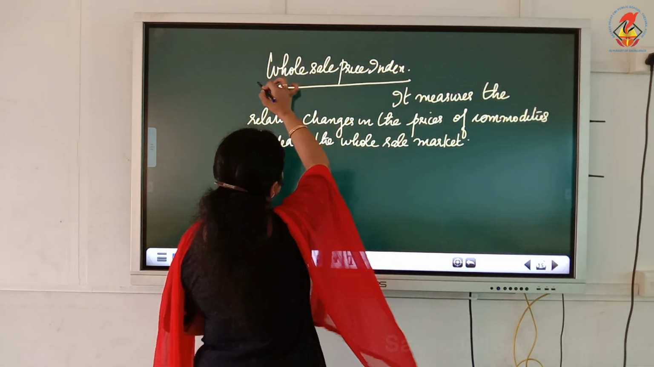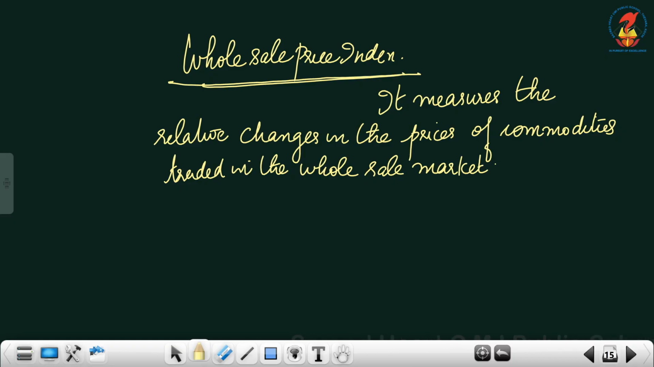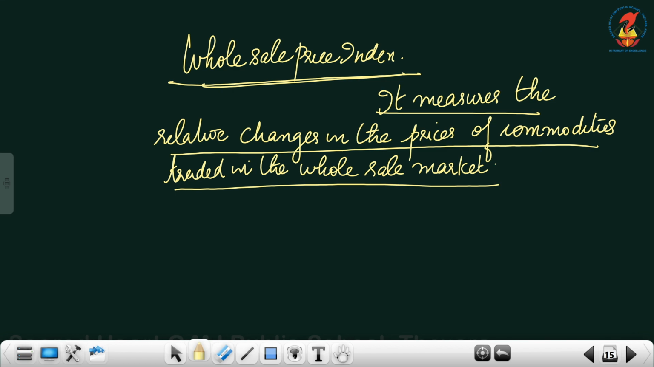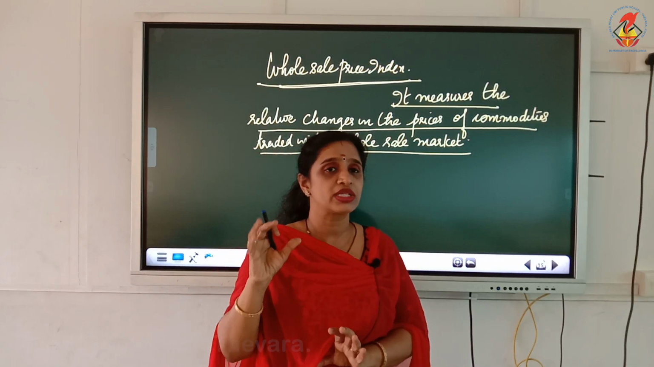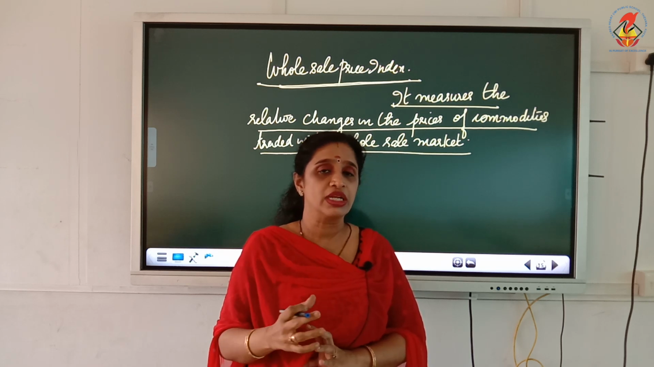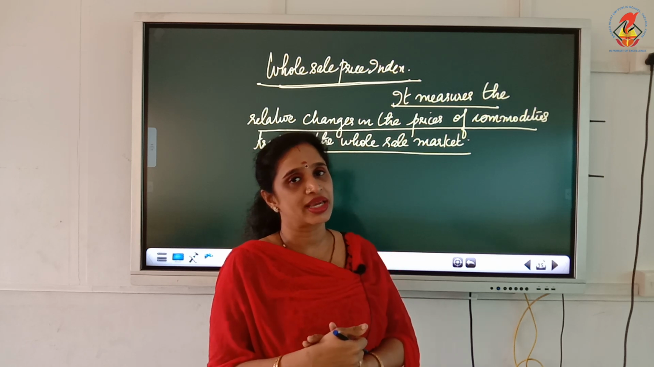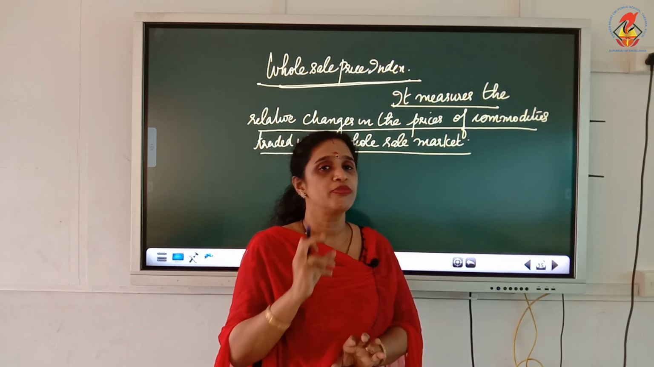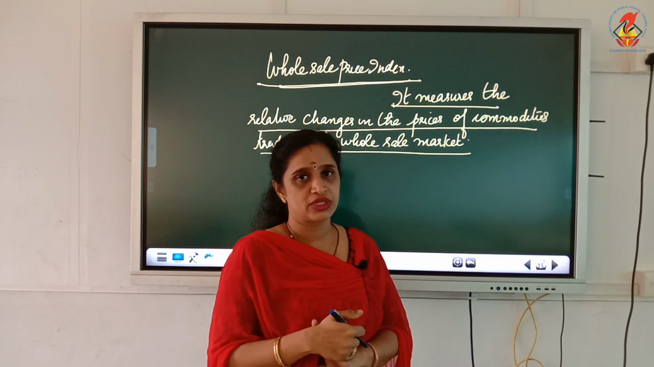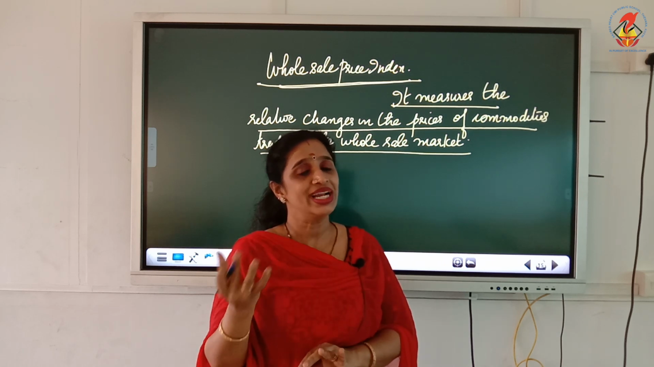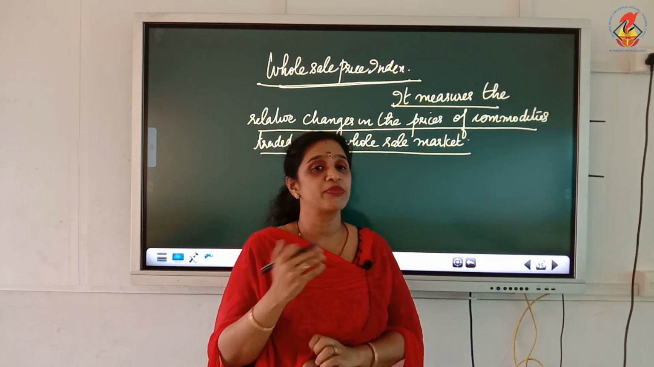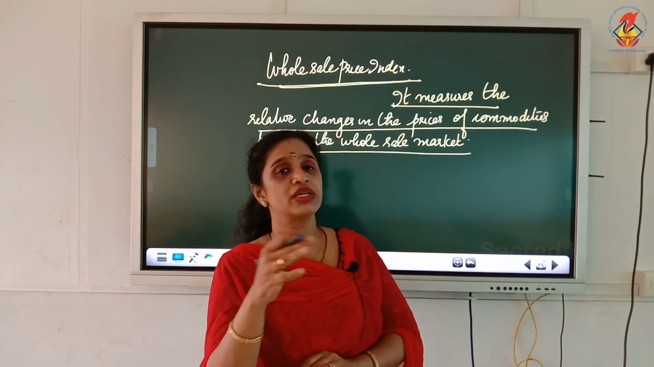type of index number is wholesale price index. Now it measures the relative changes in the prices of commodities traded in the wholesale market. You know what is a wholesale market? Where the products or agricultural products or whatever, it comes in a huge amount and there will be dealers in the wholesale market, and from the wholesale market it will be given to the retail shops. Okay, so there will be a wide difference in the prices when we buy from the wholesale dealers and the retail dealers, but there is one difference.